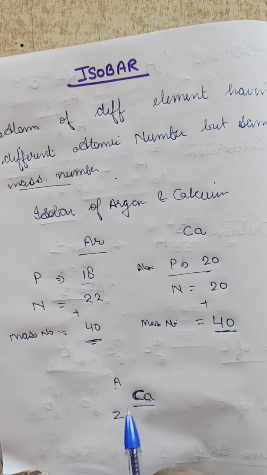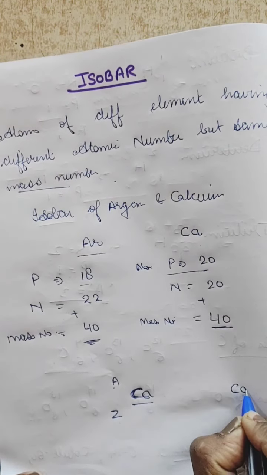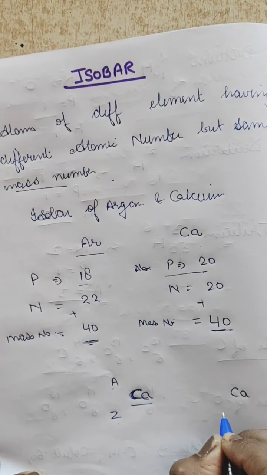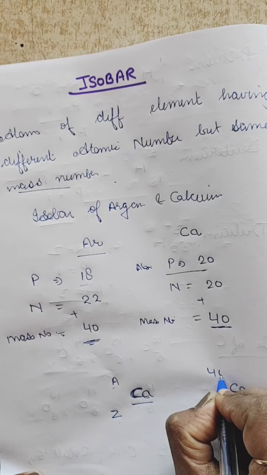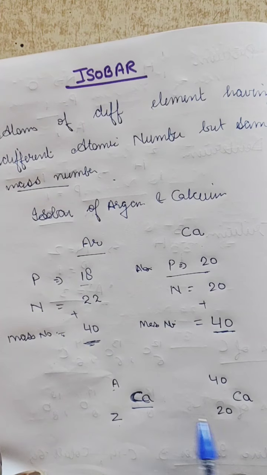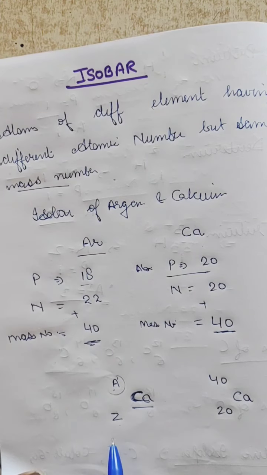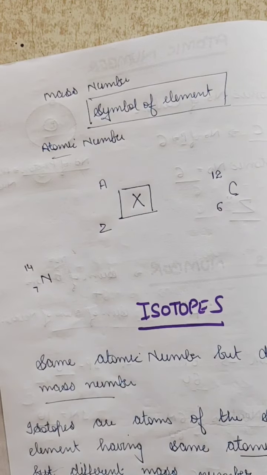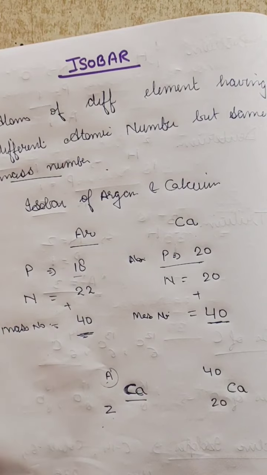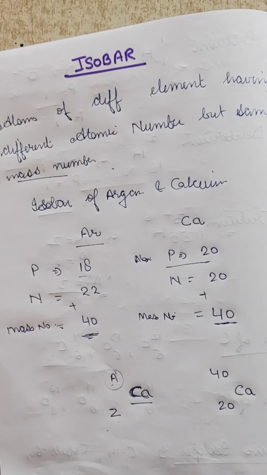So A means the mass number and Z means the atomic number. Calcium has the atomic number Z as 20 and mass number 40. So A represents the mass number and Z represents the atomic number. This we have done in the starting of the lecture. So these are called isobars.